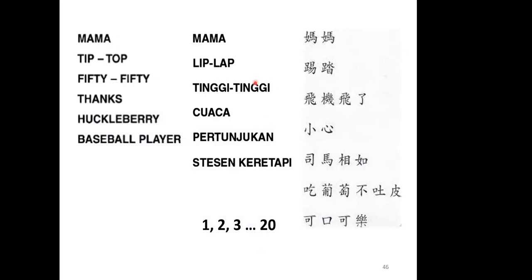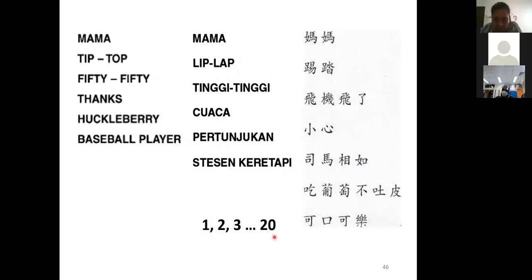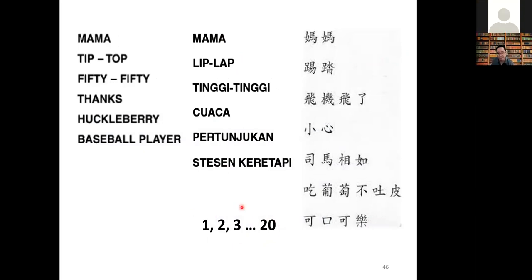But if you don't have this printout and you want to be fast, you can just easily ask the patient to count 1 to 20. This is the simple way. Just ask the patient to count 1 to 20 in their own language. If they cannot read, then you can ask them to count in their own language.